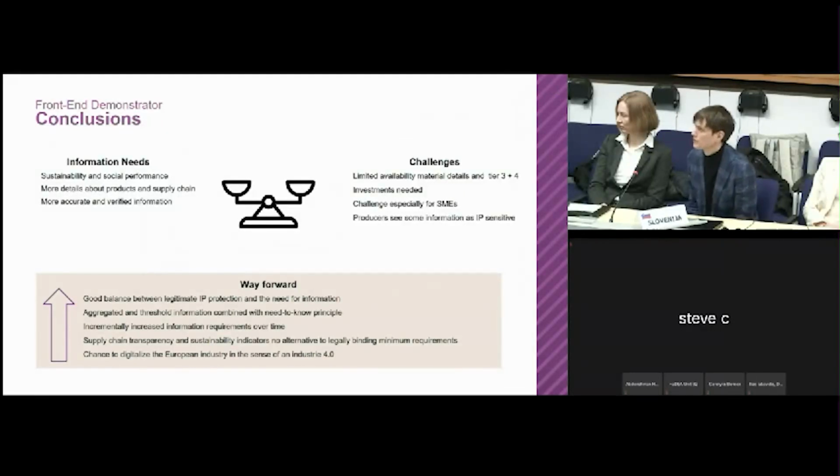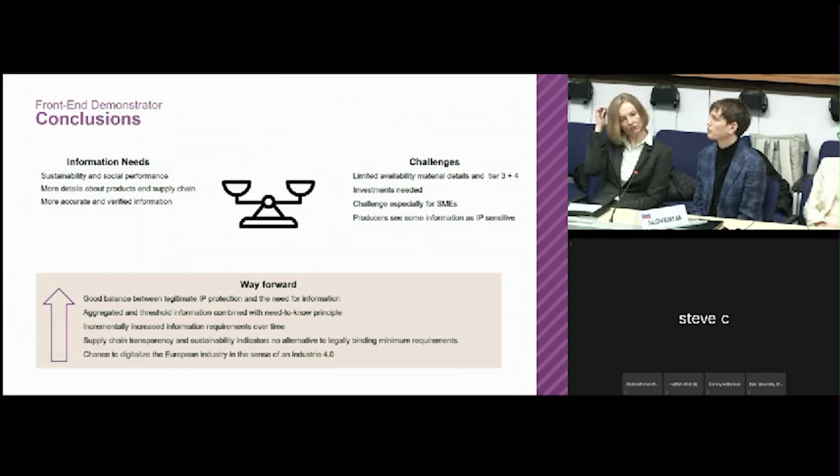As a conclusion, we have on the one hand information needs for purchasing decisions about sustainability and social performance, but also more detailed information about material composition and supply chain, which are more accurate and more verified.